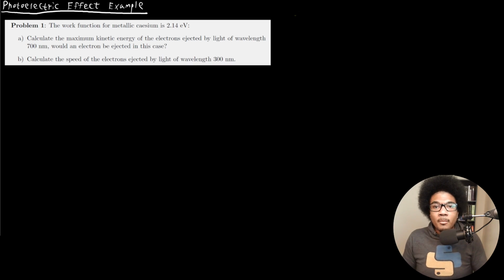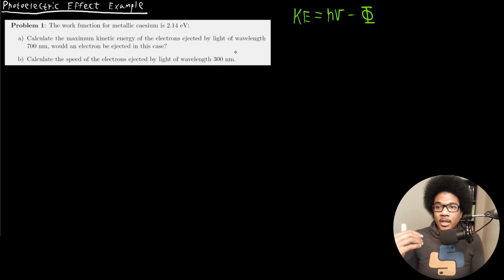Okay, so right off the bat, we know we're going to have to use the equation that we looked at in the previous video, where the kinetic energy of the ejected photoelectron is equal to h nu minus the work function. We know that in each of these cases, there's going to be light impinging on the cesium surface, and we're trying to figure out: is there going to be a photoelectron ejected? And if so, what's its speed? What's its kinetic energy? We want to know more information about it.